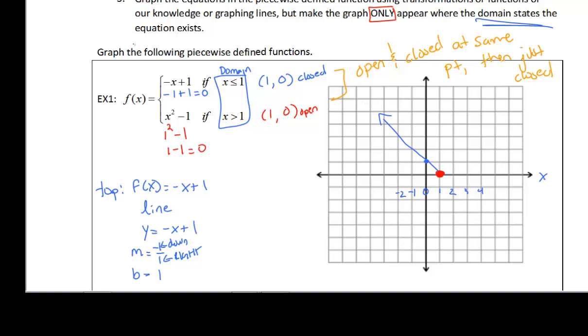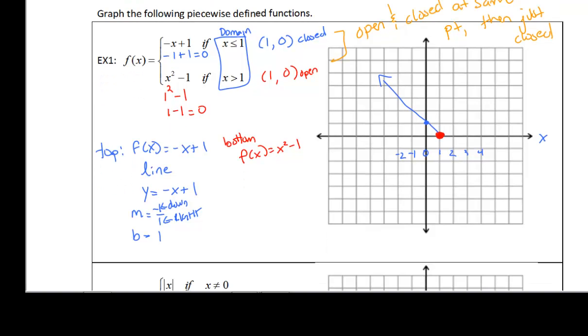Well, let's look at the bottom equation. The bottom equation is f of x is equal to x squared minus 1. This is a transformation of the functions that I learned in the previous section. So I have to identify what type of function it is. My function is a square function, so it's the one that looks like a U. And it typically has key points to the left and the right, both in the same direction.